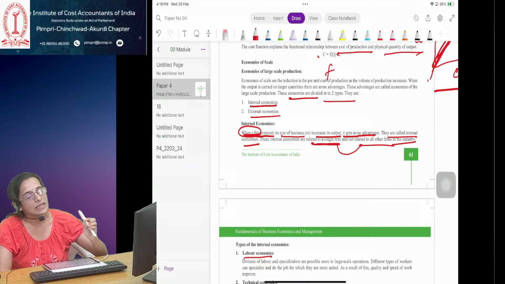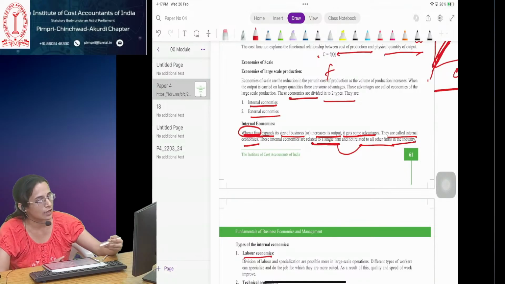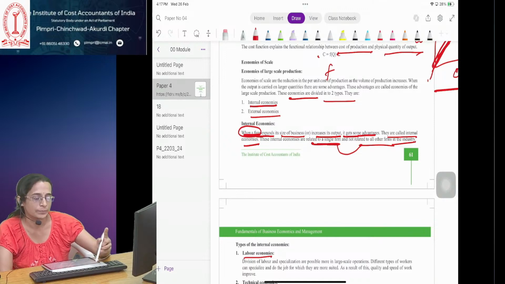I'll repeat. See, in internal what happens? Economies means when we increase the scale of production, we get certain benefits or advantages that are called economies. And when we increase the scale of production, we again get certain disadvantages that are called diseconomies. So this type of economies can be of two types, internal and external. Internal is when only that advantage or disadvantage is related to one organization in the industry. Only one company, one firm, one organization.